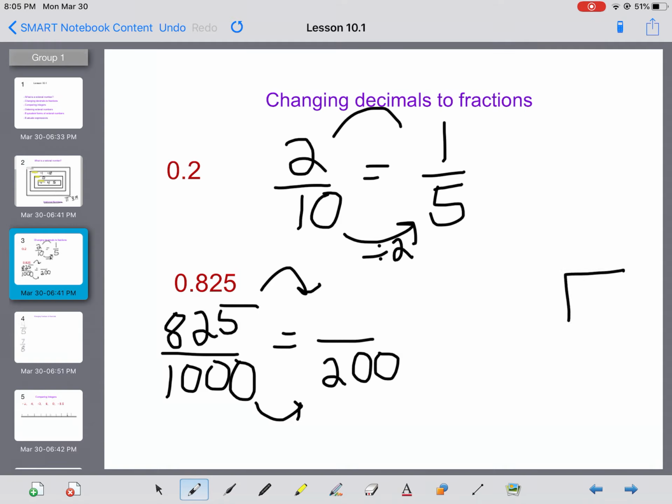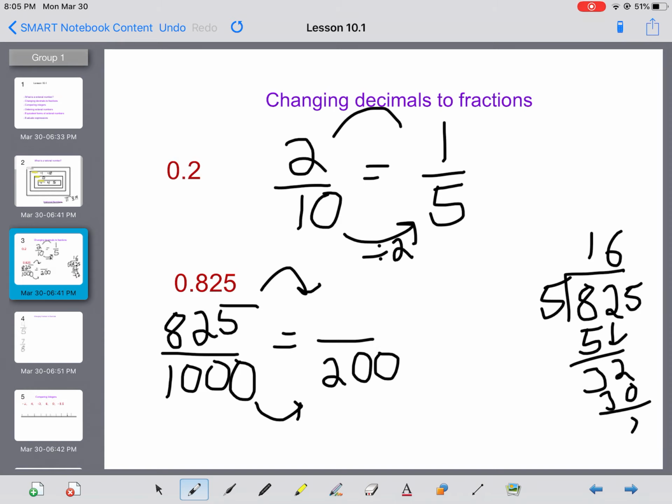Then again, don't be afraid to go to the side of your math journal. You can do some long division for a minute. I'm not so fast with the stylus, but we'll figure it out. So I get 165 200ths. Now again, I can probably make it simpler.